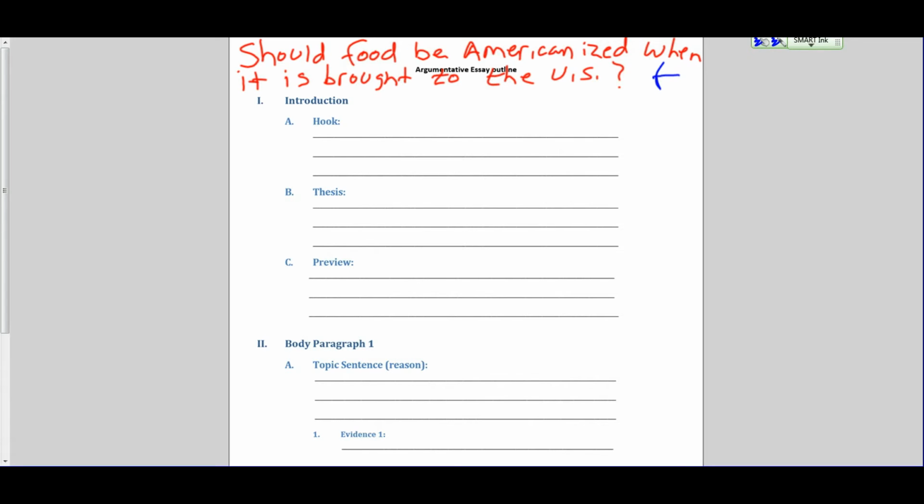I'm going to skip the hook for a second, and I'm going to go right to the thesis statement. The thesis statement is really easy. The point of the thesis statement is it tells us what the whole paper is going to be about. And all I have to do to make a thesis statement is answer this question and restate it. So I'm going to say food should be Americanized when it is brought to the U.S.